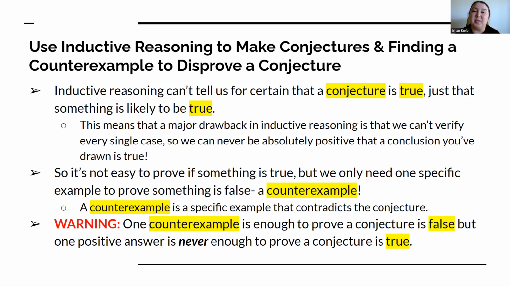You only need one specific example to prove that something is false, and we call that a counterexample. So a counterexample is a specific example that would contradict your conjecture. Again, with the football analogy, we can't prove that the 7th football game will be a win, but maybe before the season started, you had a scrimmage and you lost that.